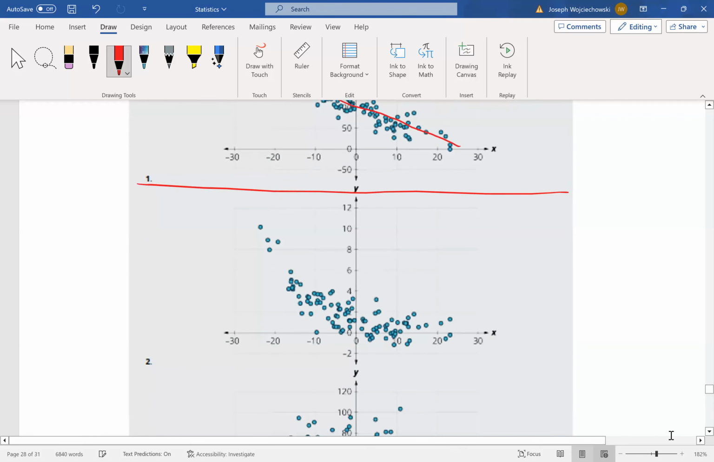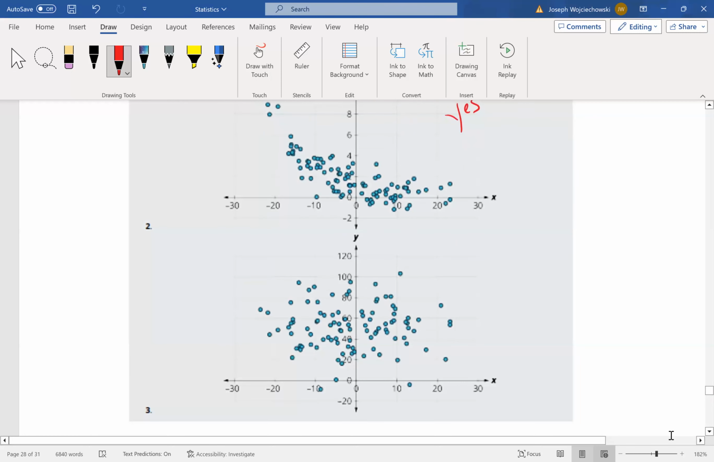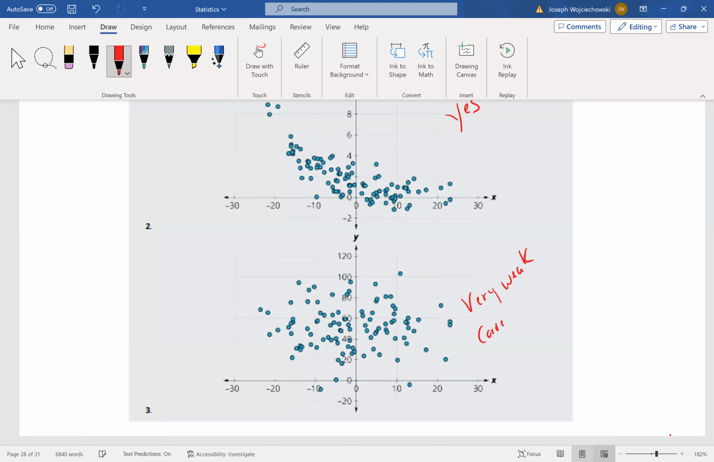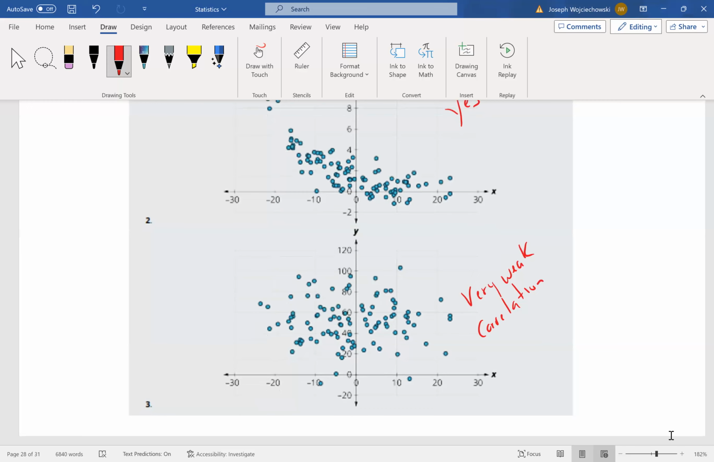Okay. Here we have a curve. So yes, which means we stop. And here we have, can we even say that's positive or negative really? I could go with no correlation or very weak correlation, if any at all.